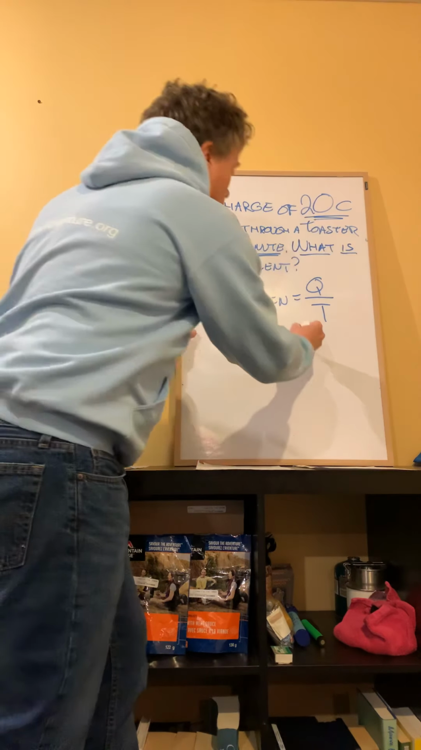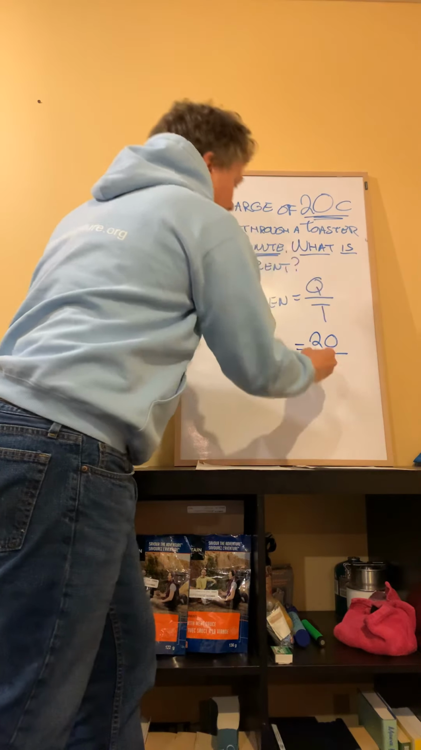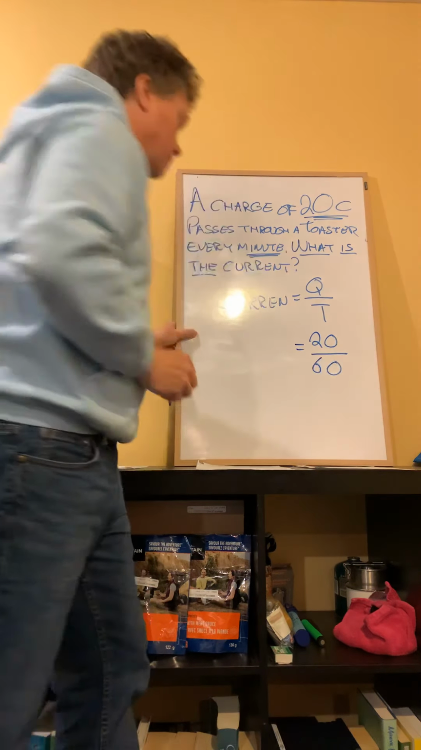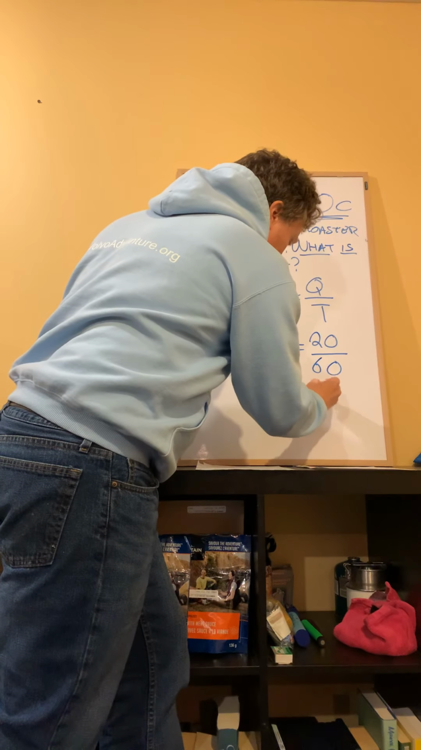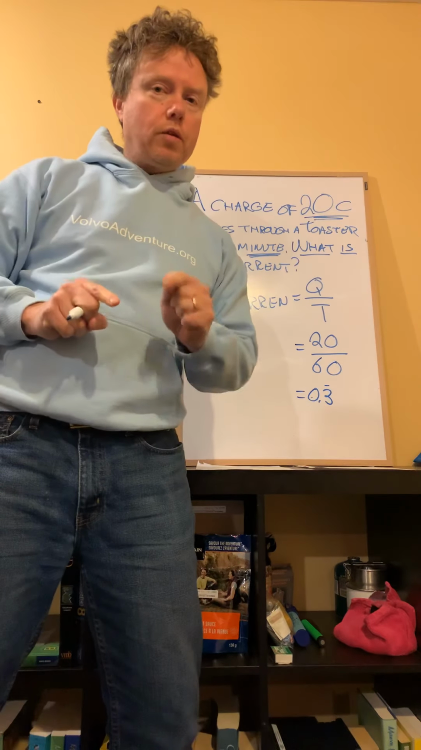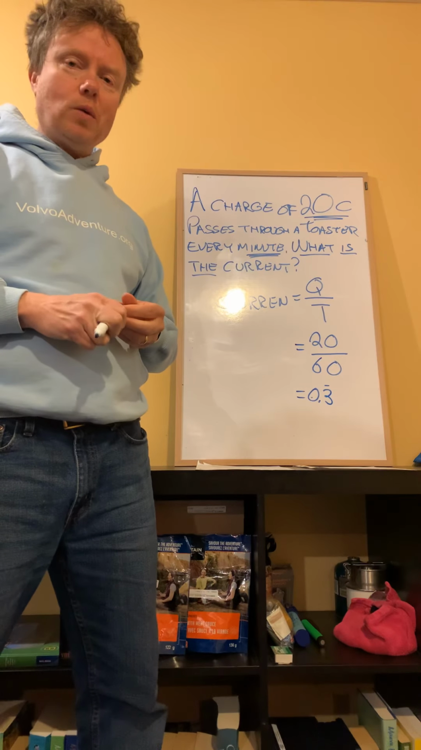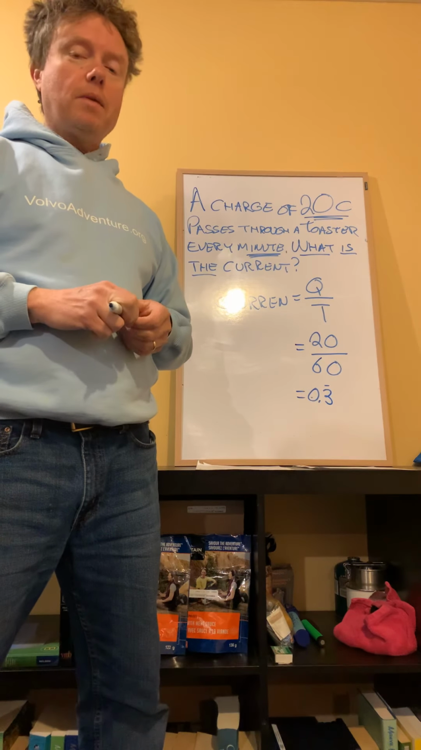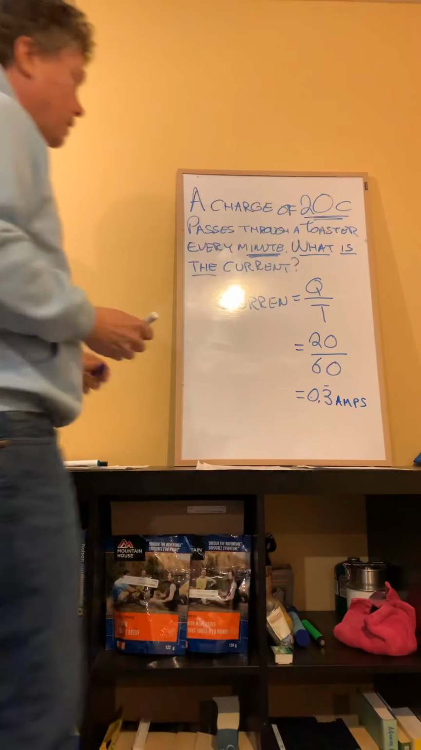So quite simply, to do that, we're going to go current equals charge divided by time. We're going to go 20 coulombs divided by 60 seconds, and that's going to give us 0.3. 0.3 watt, right? All this math is super important. You guys have units attached to these numeric values, otherwise you're only getting half the marks. Current is measured in amps, so there's your final answer.